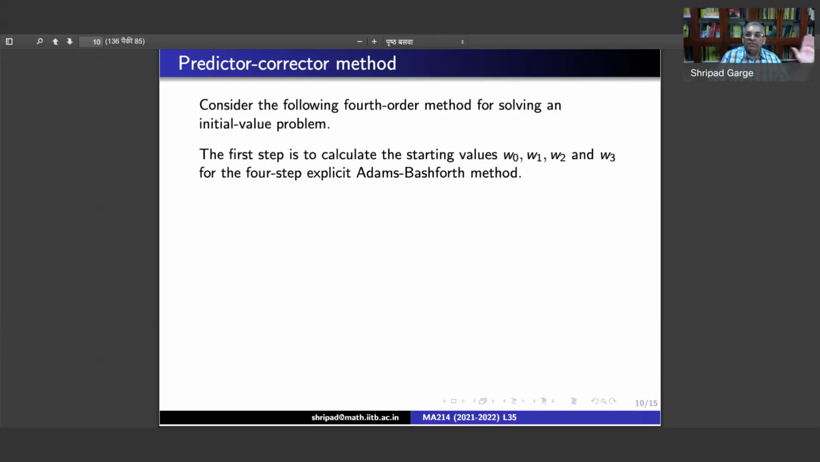We put it aside, we compute the values, keep them on some shelf, and we will take them when we need them. Okay, so now there is this explicit Adams-Bashforth method. What does it do? It will tell you how to compute W4 using these 4 initial values. So we use the Runge-Kutta of order 4 to compute W0 up to W3.